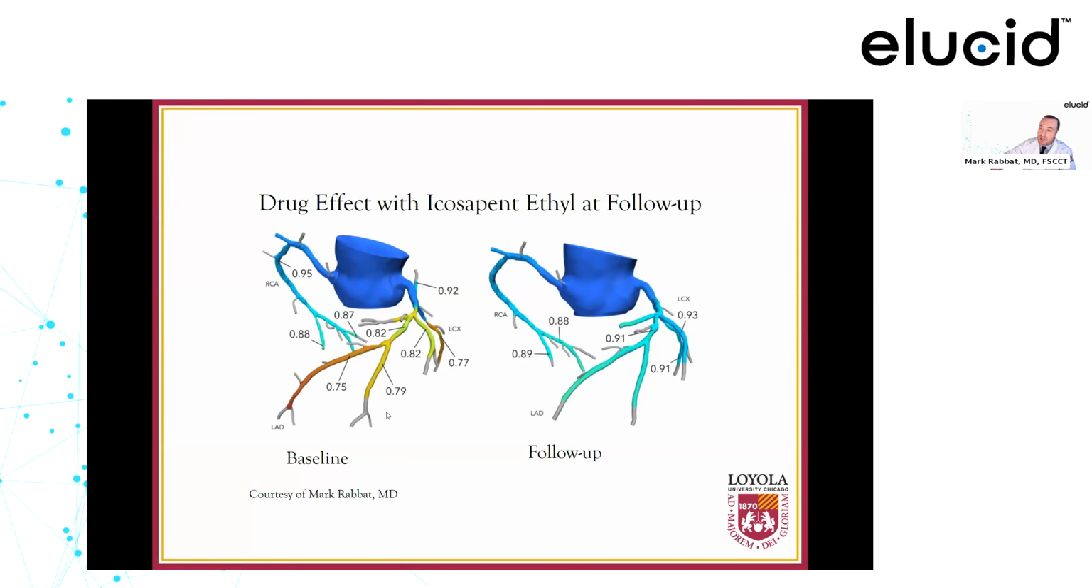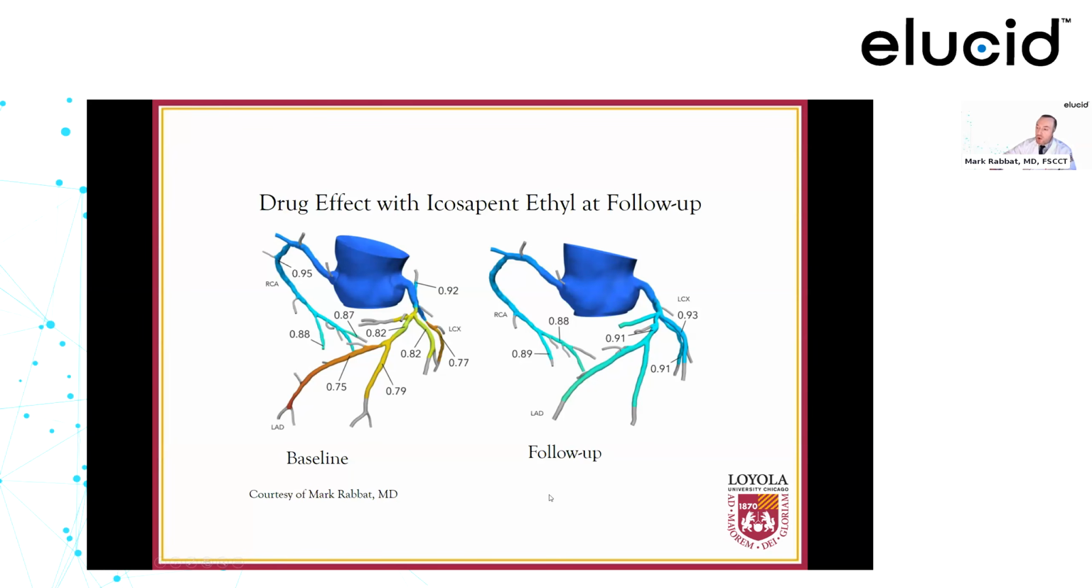lesion by FFRct. This patient had a very well-controlled LDL cholesterol. His blood pressure was well controlled, his diabetes was well controlled, but he had residual hypertriglyceridemia. So the only change from baseline to follow-up was the addition of icosapent ethyl or Vascepa. And then when I saw him in follow-up, he was interested in taking another look at his coronaries to see if there's been any change over time. And indeed, you could see that there was actual improvement in his intracoronary physiology as assessed by FFRct over time.